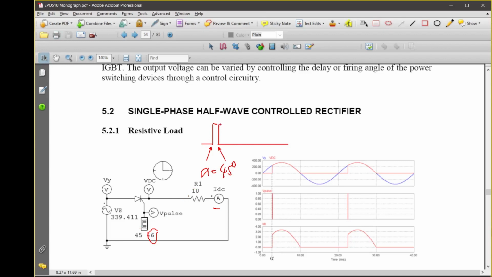In practice, we can also have a train of short pulses. We have many short pulses, so that we have a long pulse for your thyristor. For certain applications, we do need a long pulse. So that long pulse can be created by using a train of short pulses. So that makes it a long pulse.